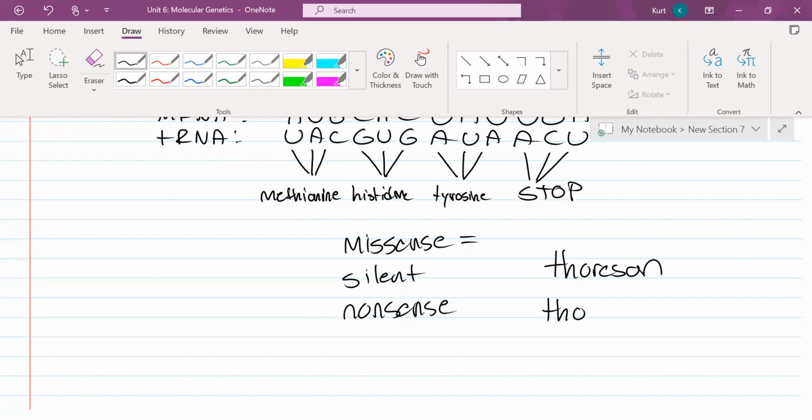All right. You had your hand up, Lucas? Yeah, I was actually going to ask if it would be nonsense. A nonsense is where it ends prematurely. A missense is where you have a substitution. It changes the flow of the amino acids. And then a silent is where there was a mutation, but it did not change anything.